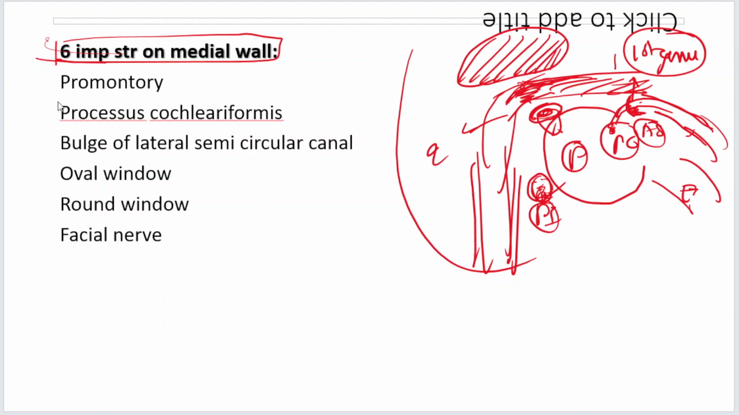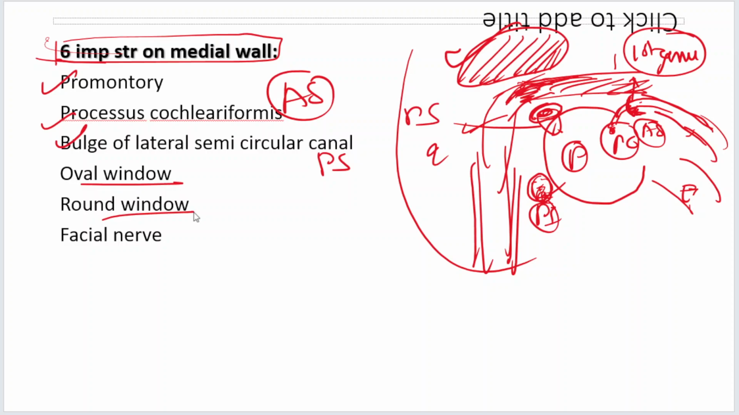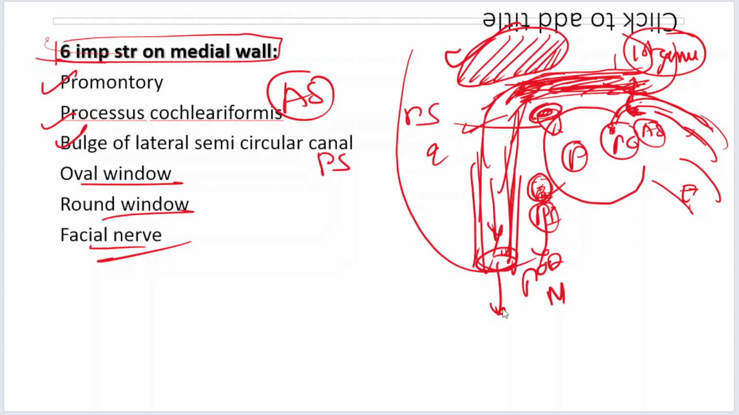Okay, so have we covered the promontory? Yes. Processus cochleariformis is present anterior superiorly. The bulge of the lateral semicircular canal is present posterior superiorly. The oval window is present posterior superiorly. The round window is present posterior inferiorly in the medial wall. And the facial nerve horizontal segment, which after coming from the first genu continues forwards as the horizontal segment, then takes the second genu and continues as the vertical segment, or the mastoid segment, coming out from the stylomastoid foramen. Okay, with this we have covered the posterior and the medial wall of the middle ear.